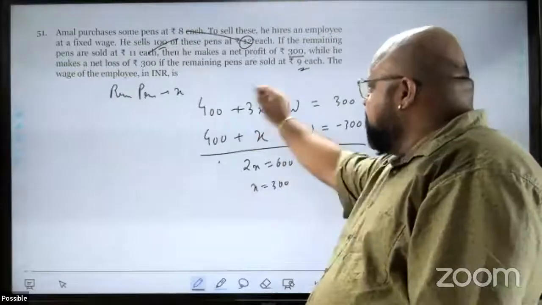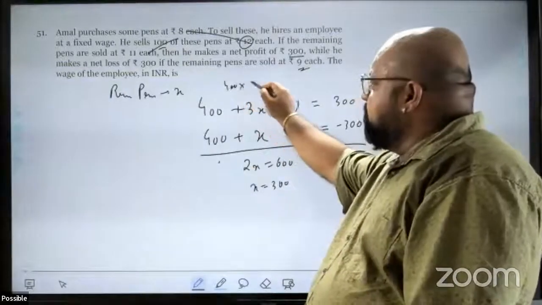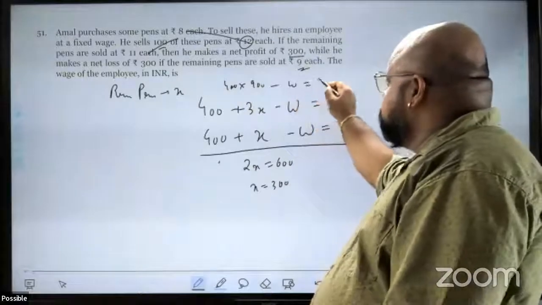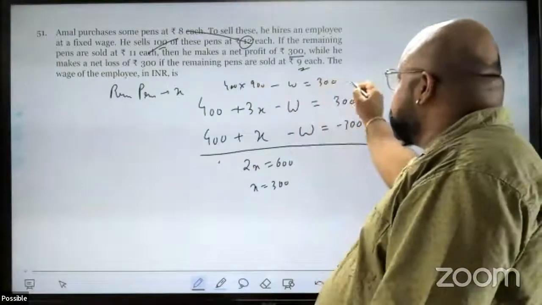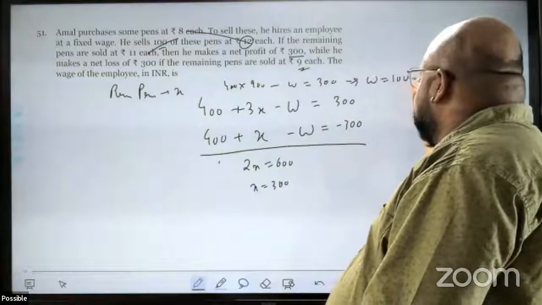The moment I put this value here, 400 plus 3 into 300, 900, minus W is equal to 300. 1300 minus 300, W will come out to 1000 rupees, the wage of the employee.